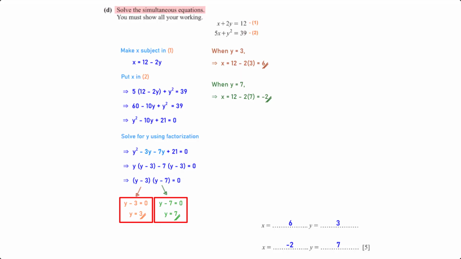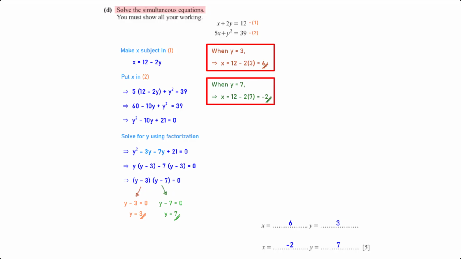So now we plug in the y values into x equals 12 minus 2y to get their corresponding x values. For y equals 3, we have x equals 12 minus 2 times 3, which is equal to 6. And for y equals 7, we have x equals 12 minus 2 times 7, which is equal to negative 2.